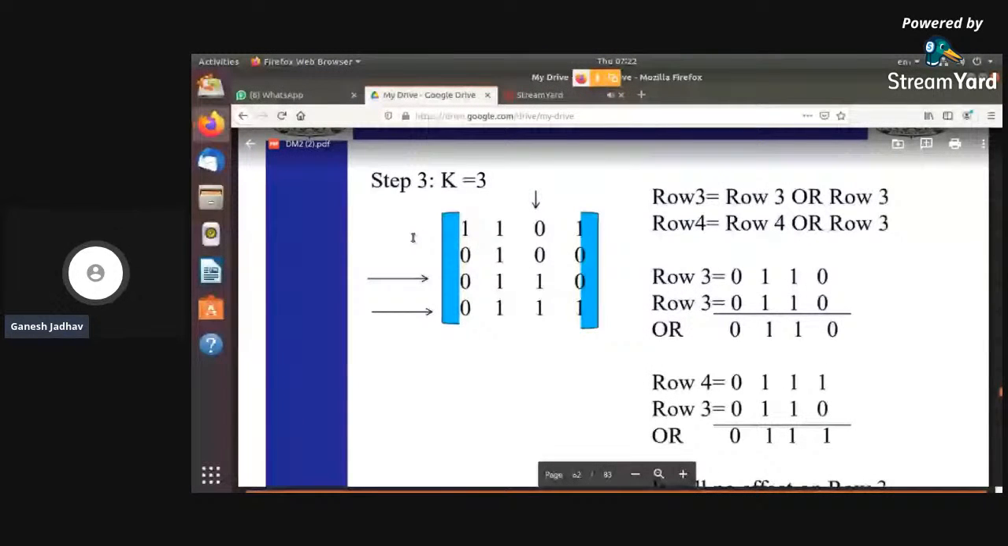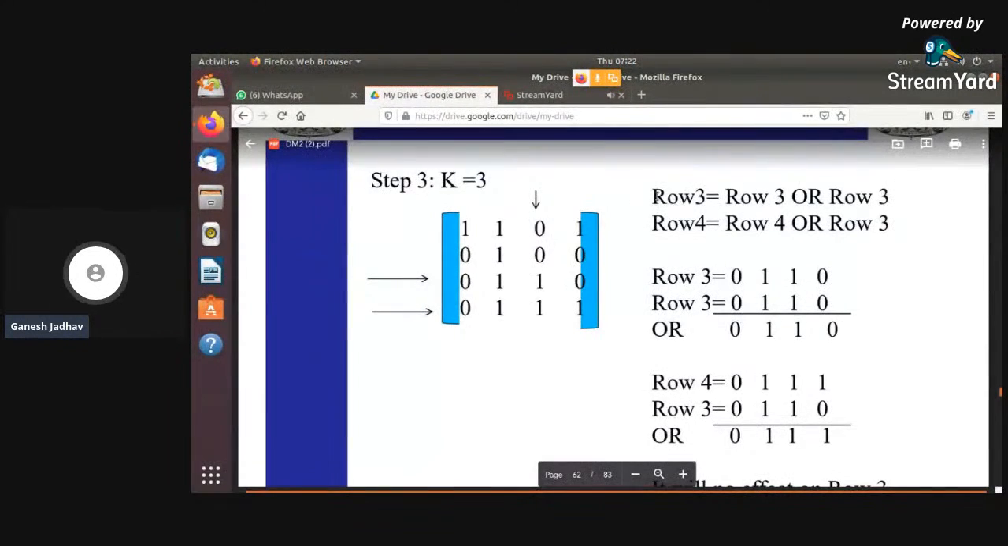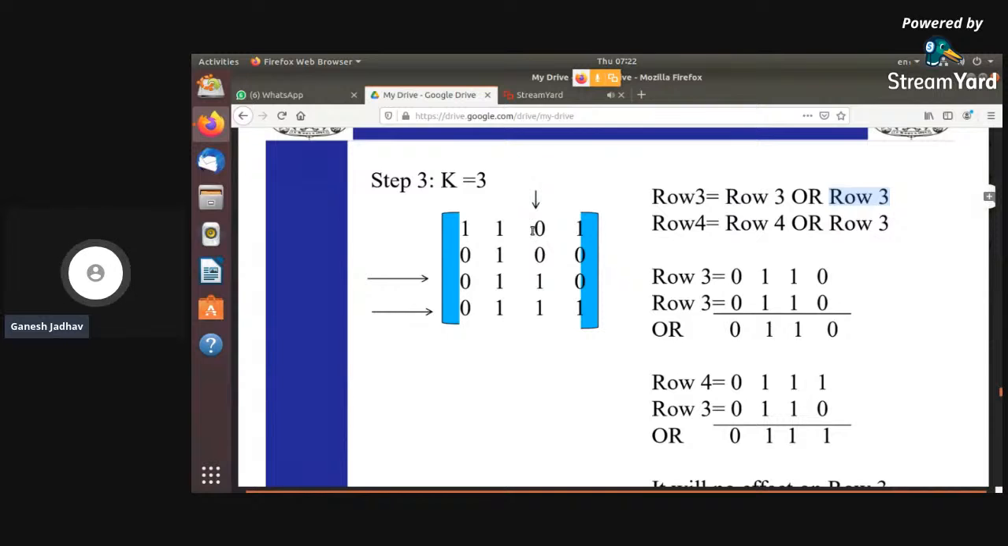Then step 3. So what is step 3? k is equal to 3. So find out where is 1. You can find out row number 3 and row number 4 having 1. So you require the modification in the 3rd row and 4th row. So the operation is with row 3. Why is it row 3? Because k is equal to 3.